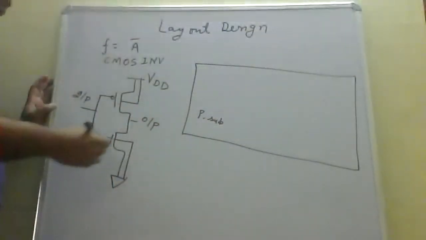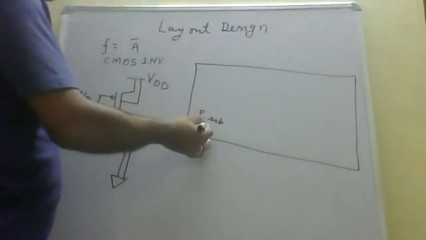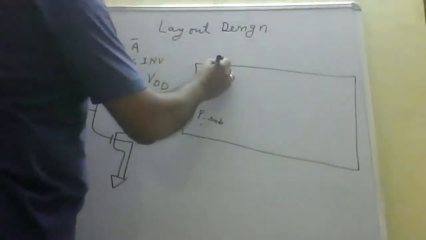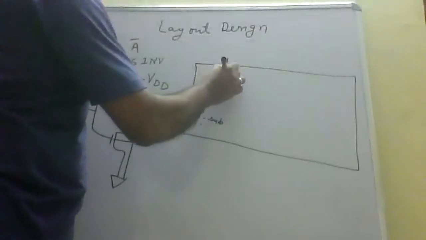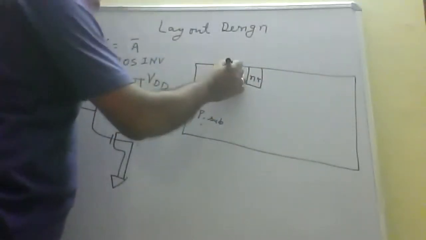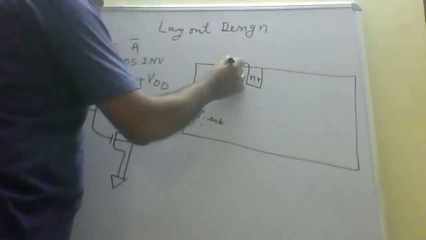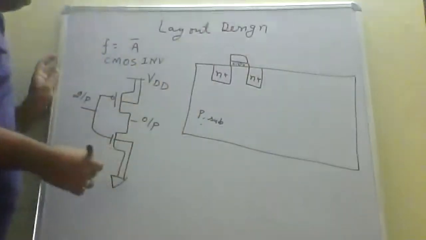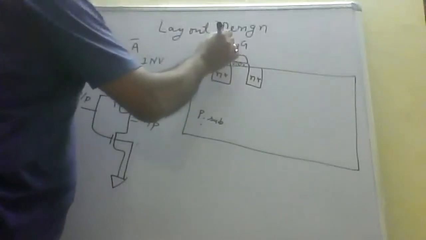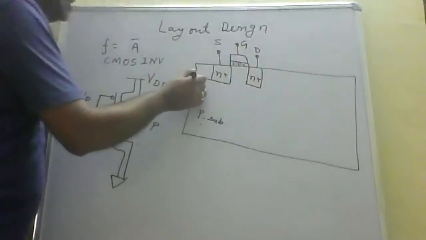So NMOS and PMOS. In NMOS, the body is of P-type, right? So in this P-type substrate we directly develop the NMOS, and in NMOS the source and drain will be of N plus region. So this is N plus, and here N plus. This is the source and drain, and between source and drain there will be a SiO2 layer, and above this SiO2 layer, nowadays we make the polysilicon. Previously metal was used for the gate terminal.